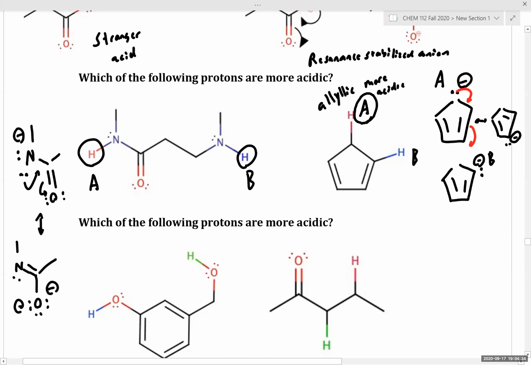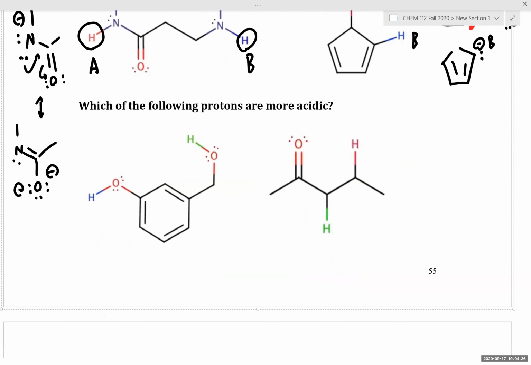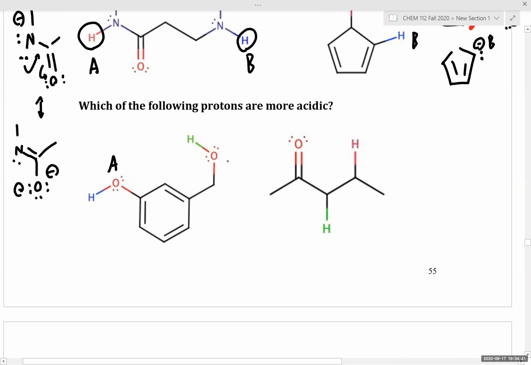Okay, let's look at the next example. I'd like you to tell me which of the following protons, A or B, is more acidic, and which of the protons, C or D, is more acidic. Let's take about 2 to 3 minutes to work on this example, and then we'll come together as a group to discuss.